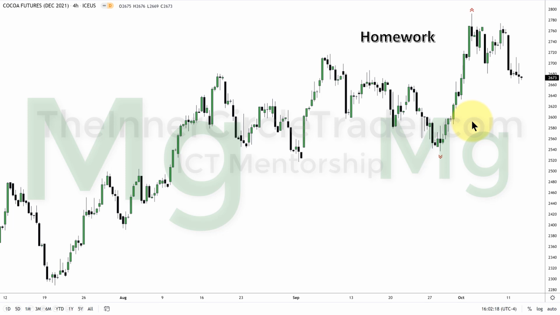The way you get this symbol in TradingView is the letter C, the letter C, letter Z, 2021 on the 4-hour chart. This is what you're going to be looking for, okay?